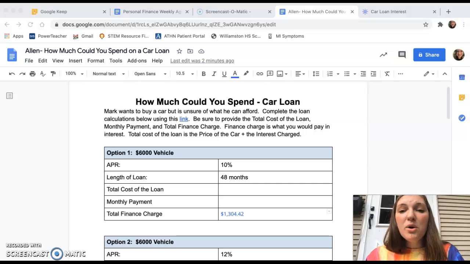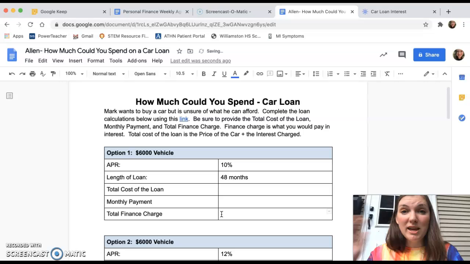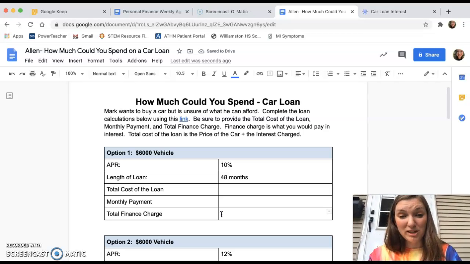Hey, Personal Finance. We need to help out our friend Mark here. He is looking to buy a car, but he's not sure if he can make it work with his budget. So we're going to use an online calculator to help us determine how much he'd be paying each month and how much he'd be paying in interest for each one of these different car options.